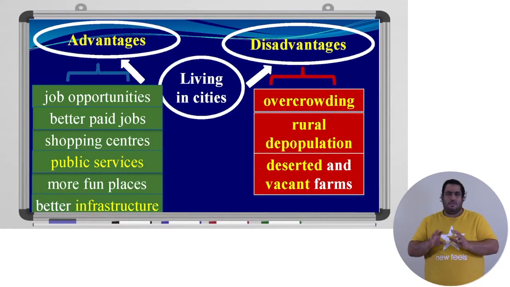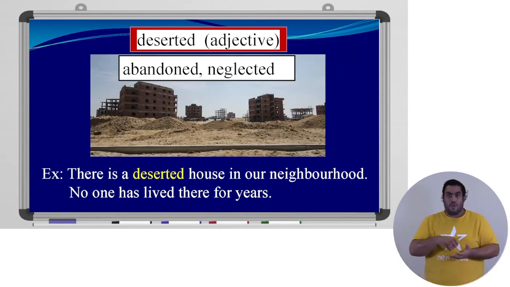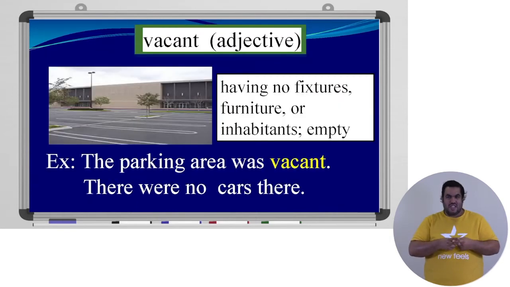Let's add to that deserted and vacant farms. Deserted means abandoned, neglected. Nobody goes there anymore. For example, there is a deserted house in our neighborhood. No one has lived there for years. And vacant means empty. Like in the picture, the parking area was vacant. There were no cars there.